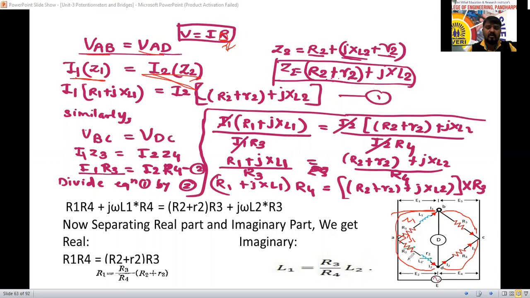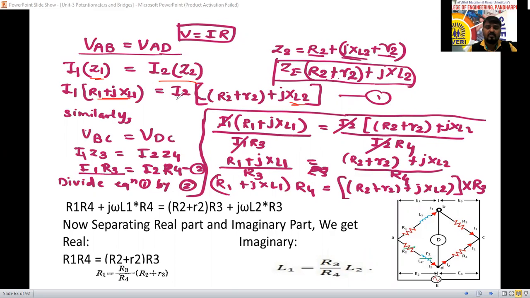Here the current I2 is flowing and this impedance is Z2. Both the diagram and equations we have to compare. For VAB equal to I1 Z1 we have written, VAD equal to I2 Z2 we have written. Now substitute Z1 equal to R1 plus j omega L1, or XL1. Next, I2 you keep as it is. Z2 equal to R2 plus jXL2 they have substituted here. Z1 and Z2 values you have substituted.